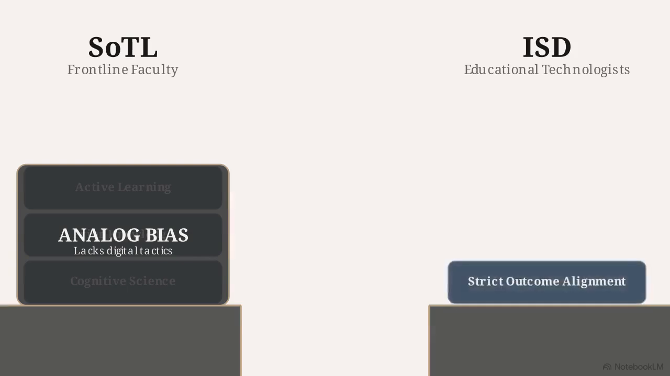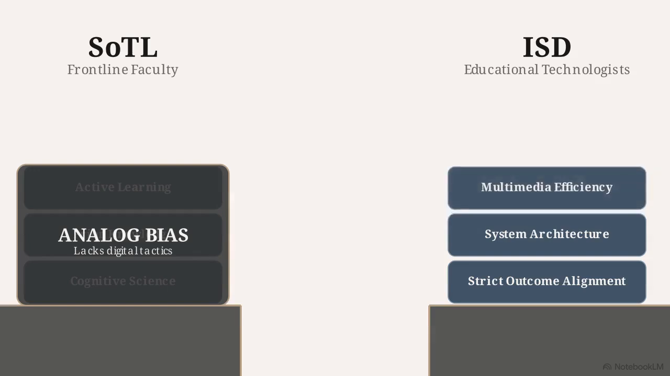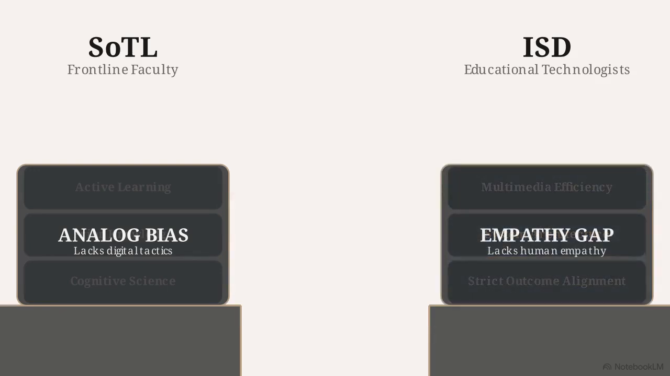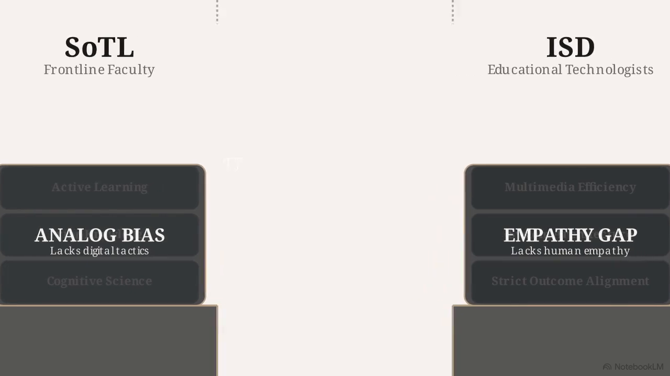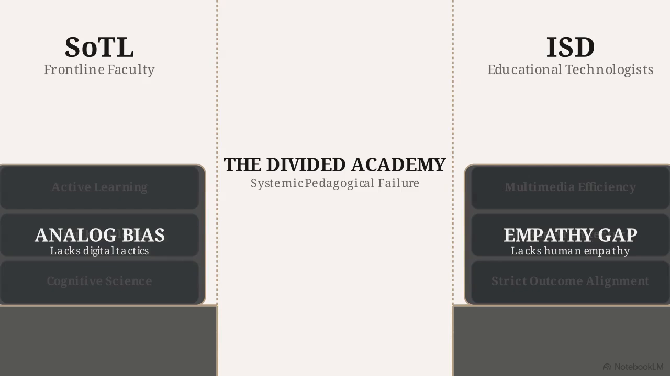The second discipline is Instructional Systems Design, or ISD. This is the domain of educational technologists, focusing on strict outcome alignment, system architecture, and multimedia efficiency. But ISD often lacks the frontline context of student-instructor social dynamics and human empathy.